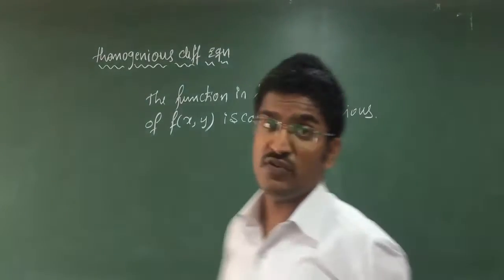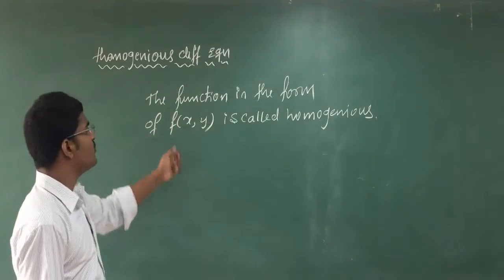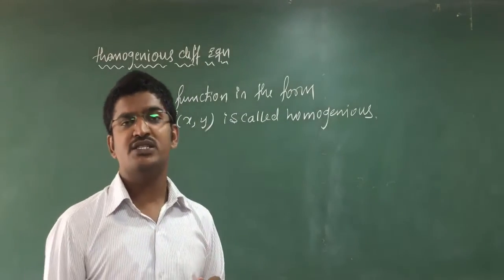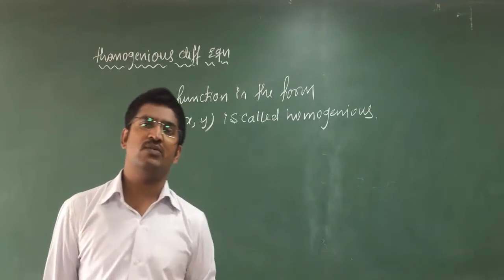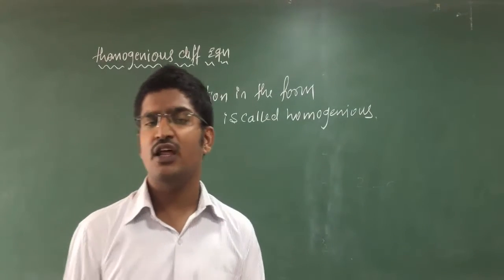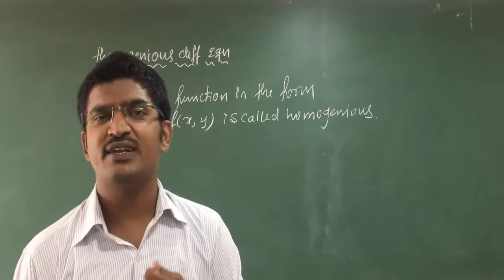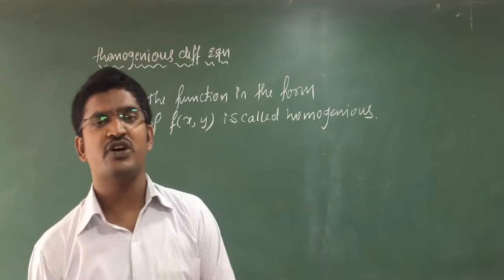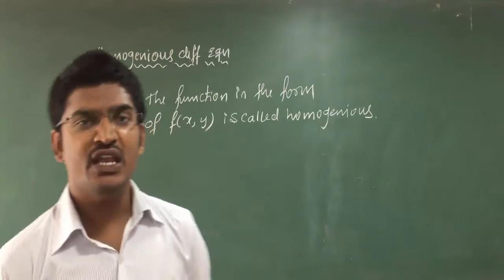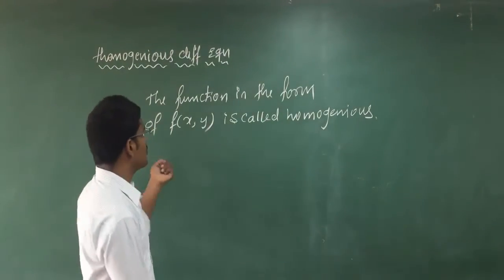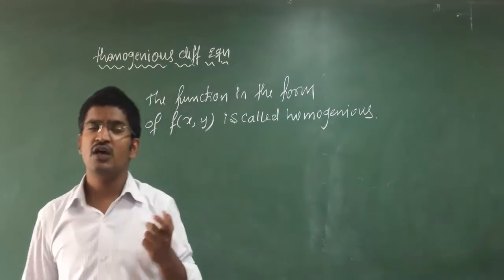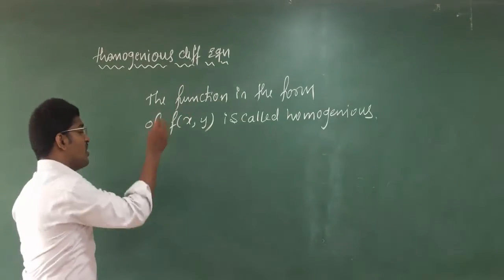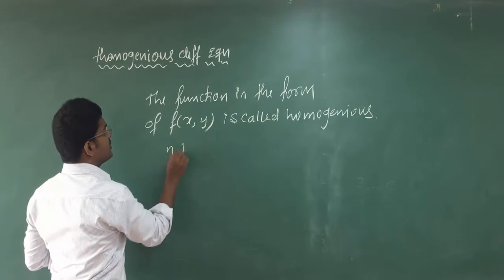If the function is in the form of f of x comma y, we call it a homogeneous function. Clear? That means the function must contain two variables. If I take any term as common, the variables must not be separated. In that situation, that is called homogeneous. In words, the function in the form of f of x comma y is called a homogeneous function.